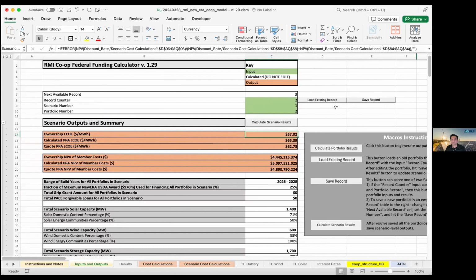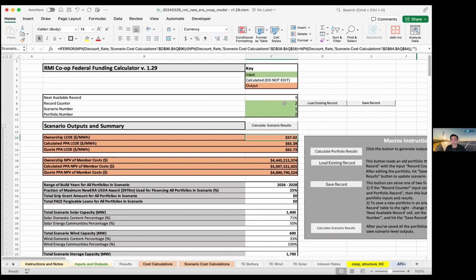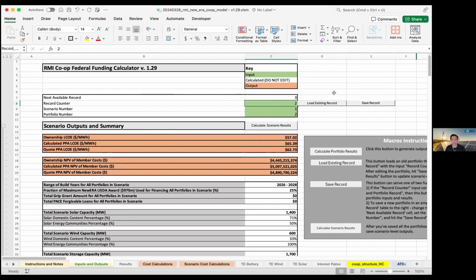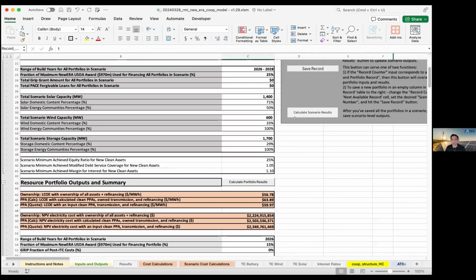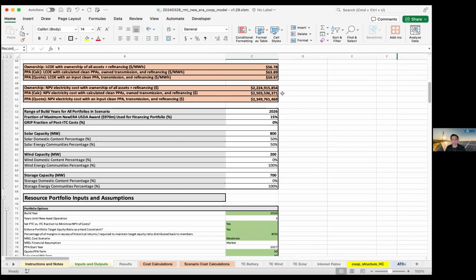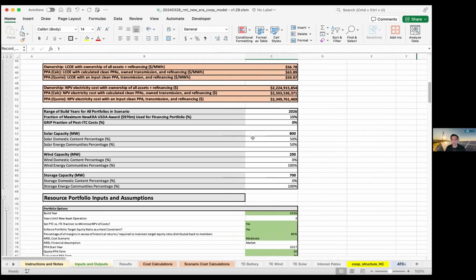To do that, the first thing I would do is take this existing record. I've got record counter 2, and I want to replace it first with record counter 1. I want to load the first record again and change the assumptions for that first record and save it into the next available record, which is record 3. So first, I'll hit 1 in record counter and load the existing record. That loads the original asset portfolio, the one in 2026, into memory, into the inputs.